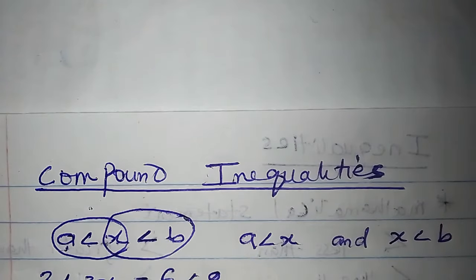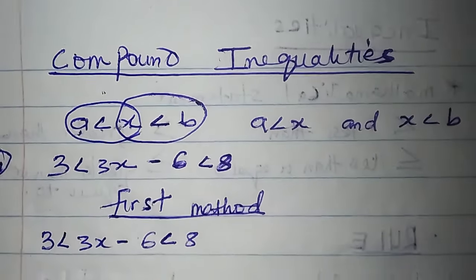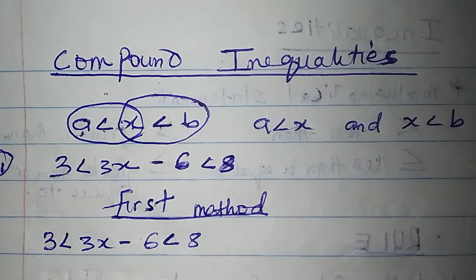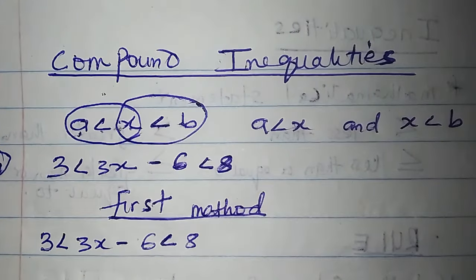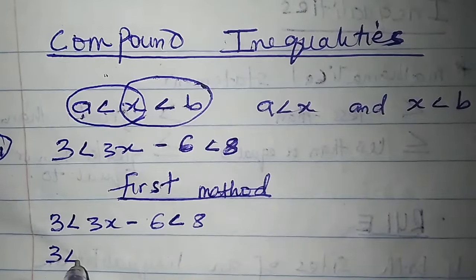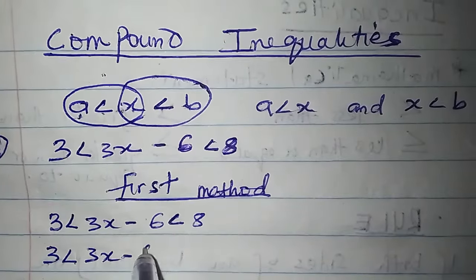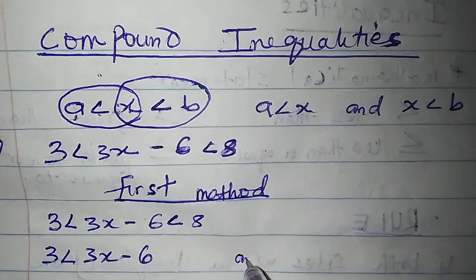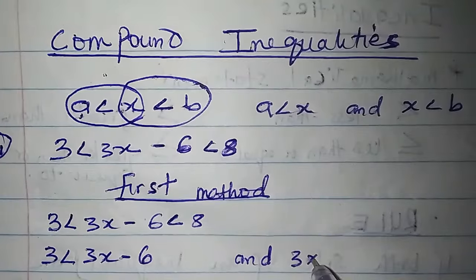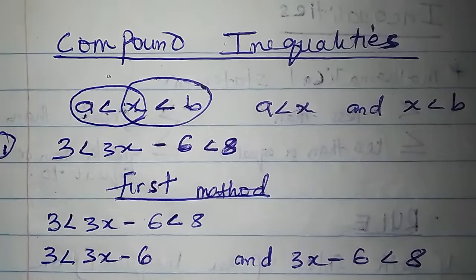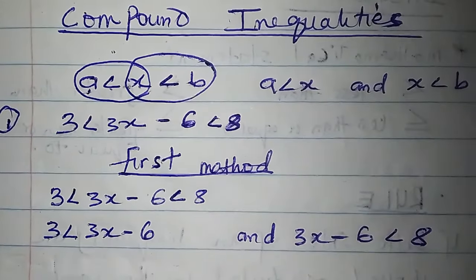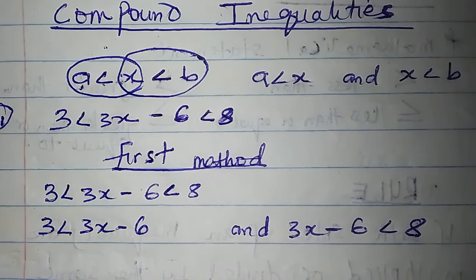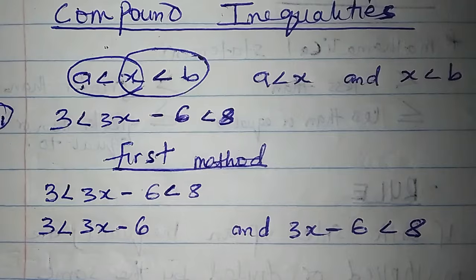The inequality is in two parts. So if I see a question like this, how do I solve it? This means that 3 is less than 3x minus 6 and 3x minus 6 is less than 8. So my job is to solve them individually and then combine it later. Mind you, I'm showing you the first method to do this.